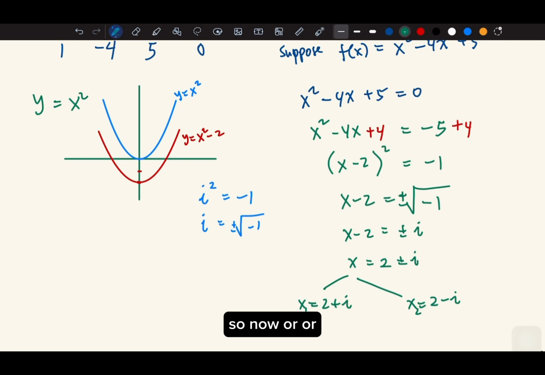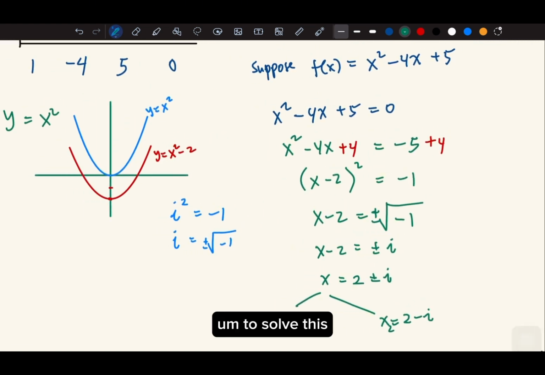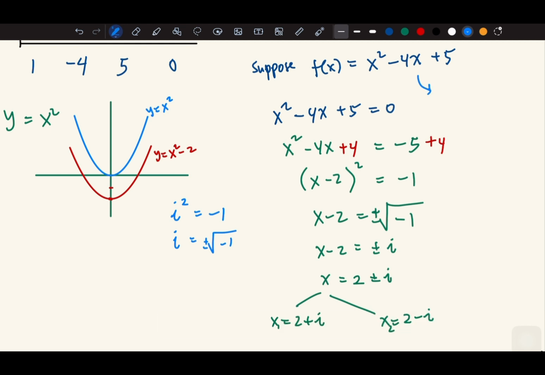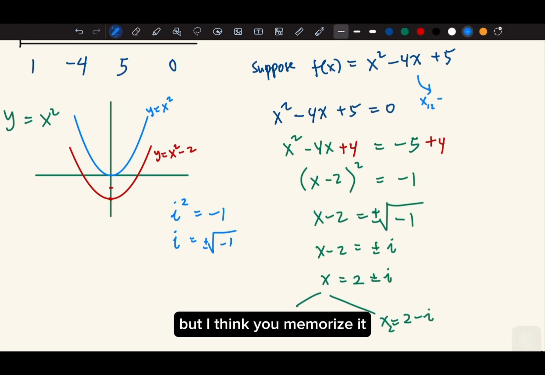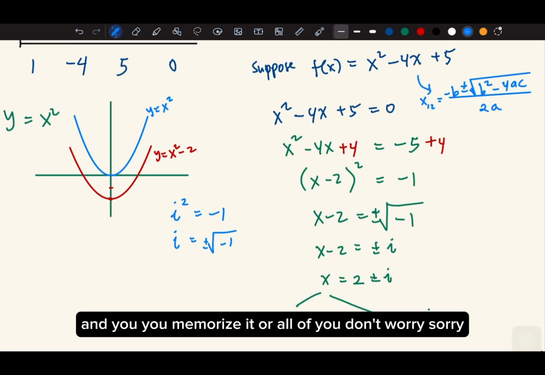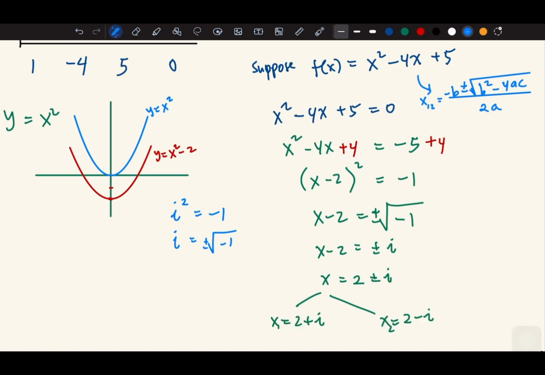So now, to solve this, you can always rely also on the quadratic formula, which I don't really like to write. But I think you memorize it, right? I try to forget this formula. You memorize it, or all of you know it already from school? Yeah, those are the things we teach.